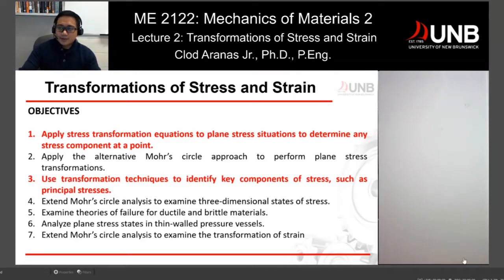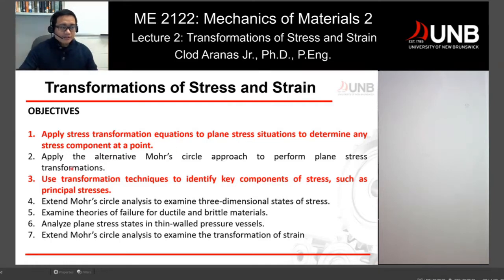So for this topic, transformation of stress and strain, we have the following objectives. This is chapter 7 of our reference book. The first one is to apply stress transformation equations to plane stress situations to determine any stress component at a point. So let's say if we apply a stress to a certain material or component, we pick a point and we analyze what are the stresses involved. In this particular case, this is plane stress, which means that if we have a 3-dimensional axis, the stresses are only applicable to 2 different directions.